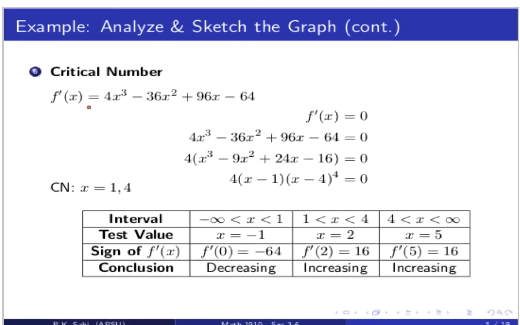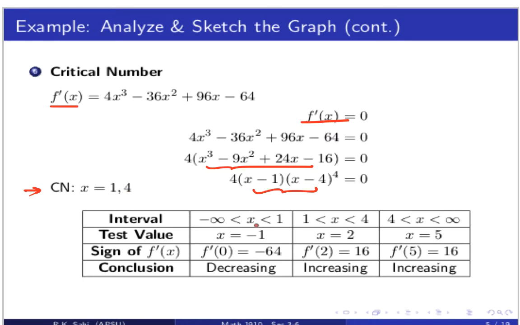The first derivative is 4x^3 minus 36x^2 plus 96x minus 64. To find the critical numbers, we set the first derivative equal to 0. Taking the 4 out, we get x^3 minus 9x^2 plus 24x minus 16, which we can easily write in factored form: (x minus 1) times (x minus 4) squared. So clearly from this, the two critical numbers are 1 and 4.